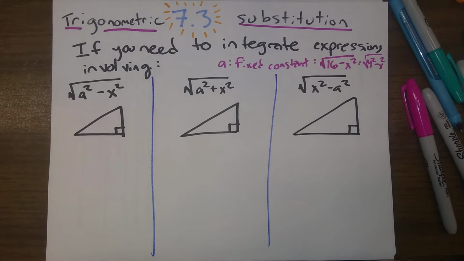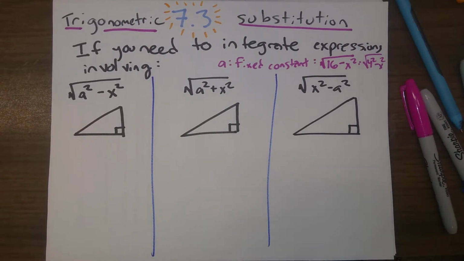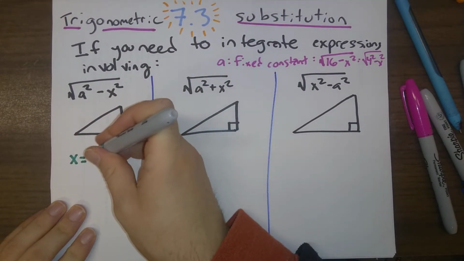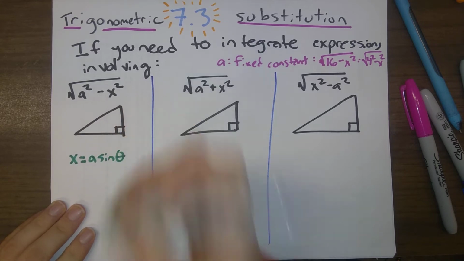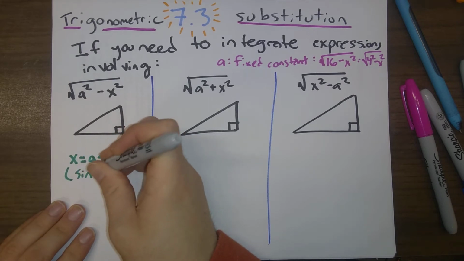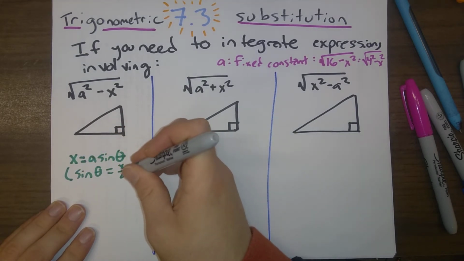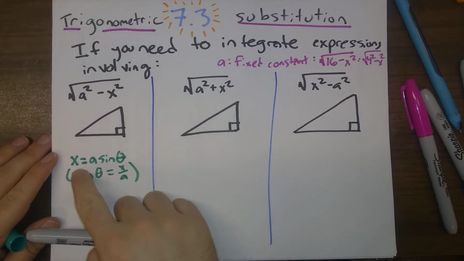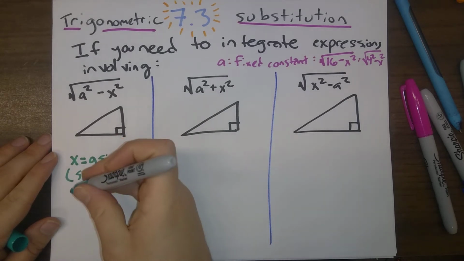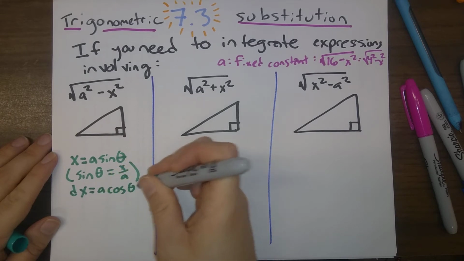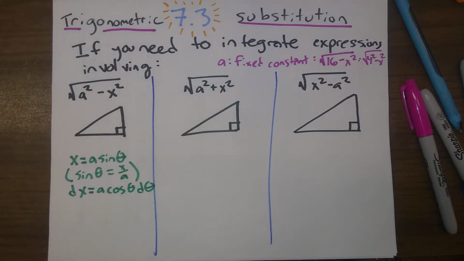In this first case, if we see the square root of a squared minus x squared, the thing we should try is x equal to a times sine theta, which is equivalent to sine theta equal to x over a. In this case, if we substitute in x equals a sine theta, dx is equal to a cosine theta d theta. That's the substitution that we'd want to do.